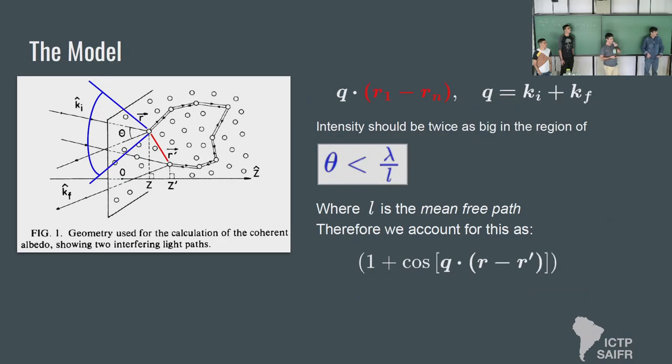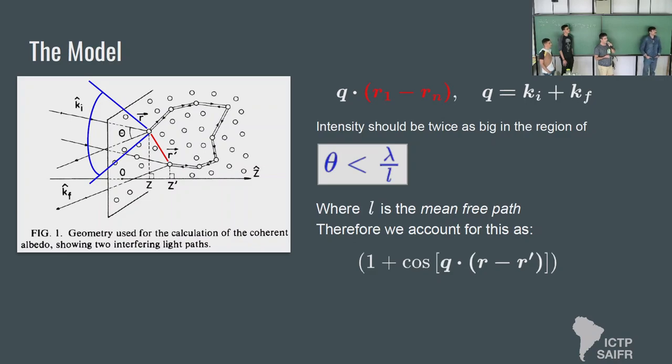So let's discuss this angle a little bit more. I'm going to name some terms that are going to appear in a huge integral, just so you don't get lost, okay? So this distance here is the distance between the first and the last scatterer, and Q is the sum of the wave vectors. You see that if one wave is exactly the opposite of the other one, this should be close to zero, okay? And this cosine should go to zero.